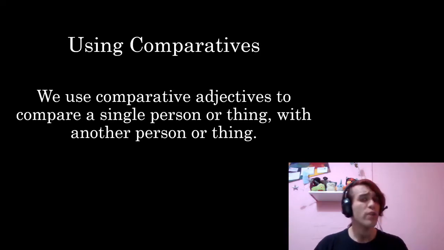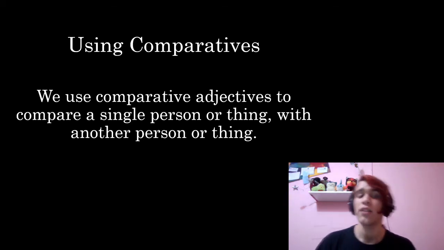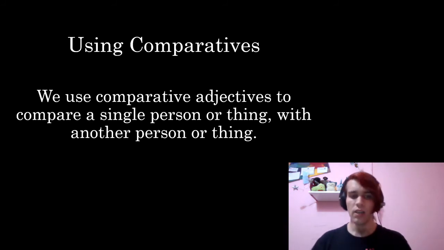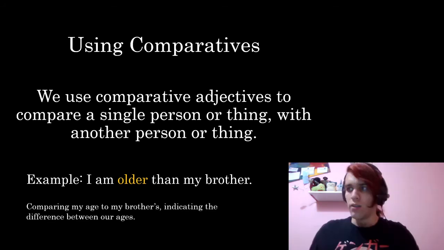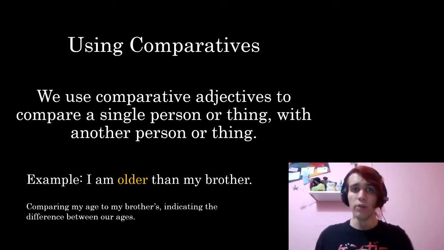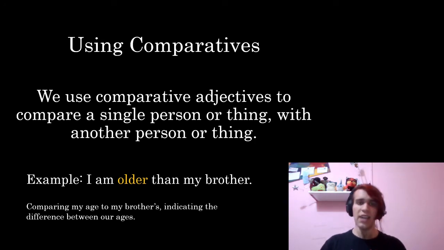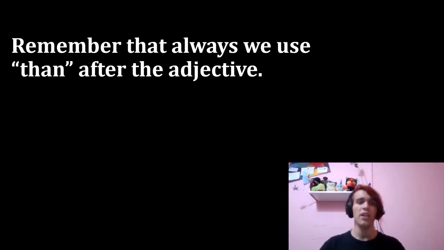But now, how do we use comparatives? We use comparative adjectives to compare a single person or a thing with another person or a thing. For example, I am older than my brother. Here, we are simply indicating the difference between our ages. We are going to use the comparative adjective older to compare two persons' ages, me and my little brother. And it's important to remember that we always have to use than after the adjective.